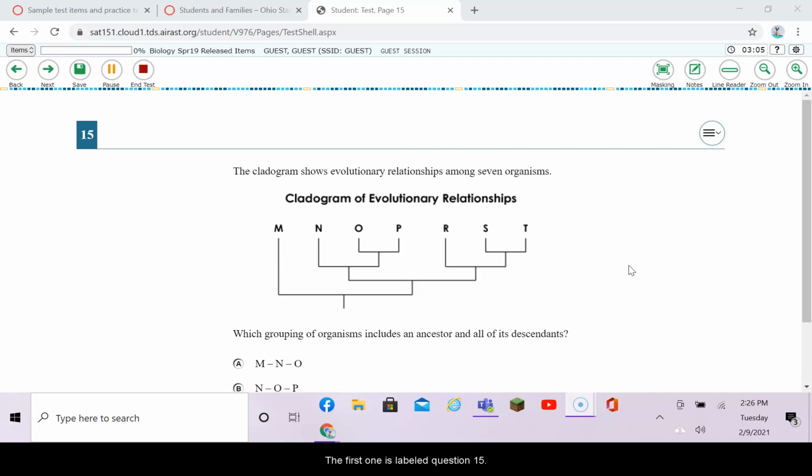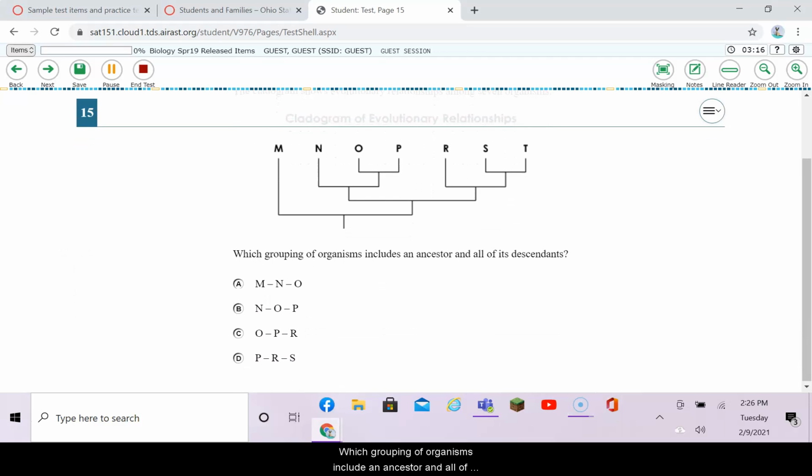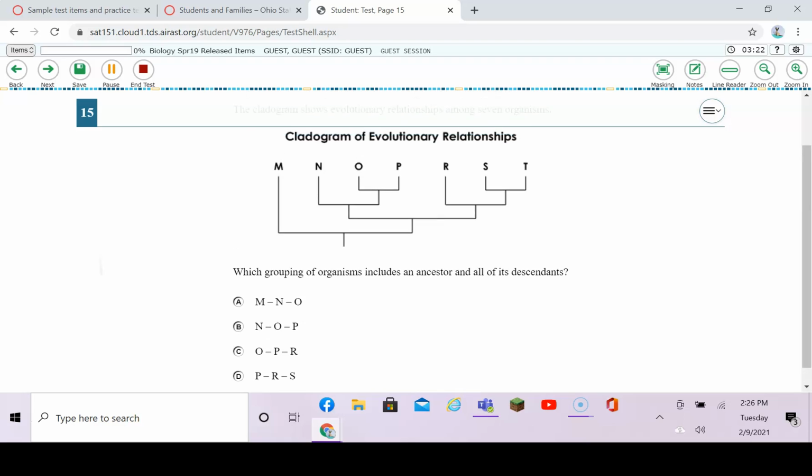Our first one up is labeled question 15. The cladogram shows evolutionary relationship among 7 organisms. Which grouping of organisms include an ancestor and all of its descendants? What we are looking for here is a clade.